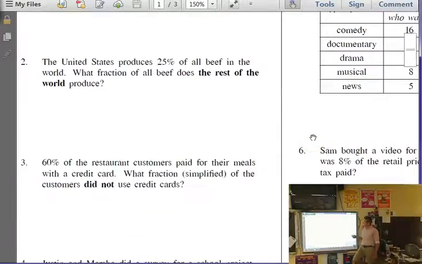Most of us got 2 and 3. We're essentially looking for the complementary value that adds up to a total of 1 or of 100%.